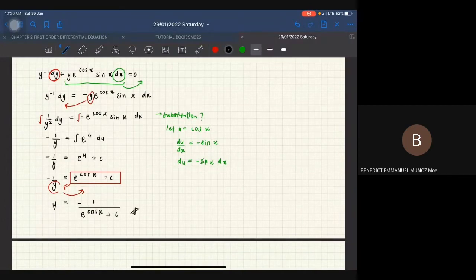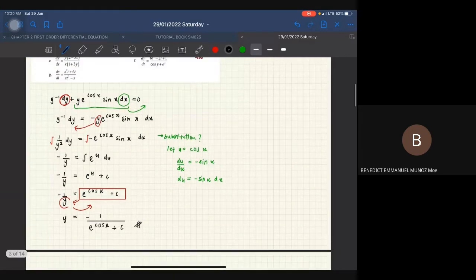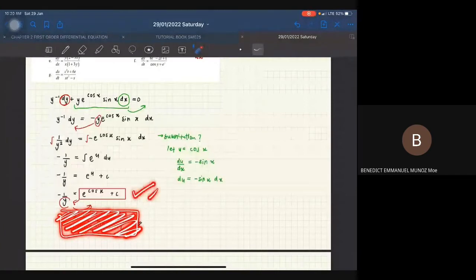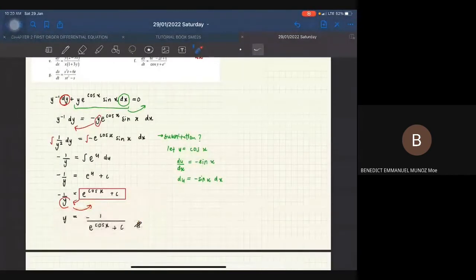Okay, boleh faham tak? Any question? Boleh faham? Okay, good. Okay, saya ada soalan. Boleh tak kalau saya macam saya tak nak buat macam ni. Saya malas nak cari jawapan akhir ni. Saya nak tinggalkan jawapan saya macam ni je. Can I do that?